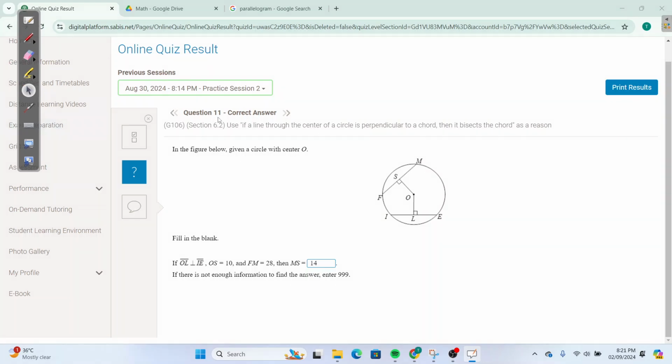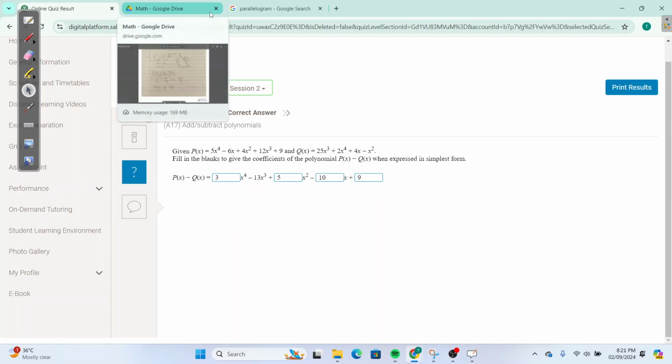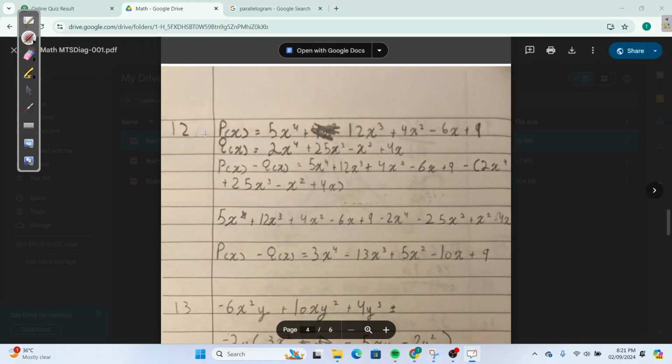Moving on. Question 12. Given that p of x, the function, is 5x to the power of 4 minus 6x plus 4x, blah blah blah, and q of x is all of this. Fill in the blanks to give the coefficients of the polynomial p of x minus q of x when expressed in simplest form. Okay, this is gonna be long. The way I find this easiest is write all of the function they gave you, or the polynomial, in standard form. So basically in decreasing degrees: 4, 3, 2, 1, and here would be 0. You just obviously don't write those down.